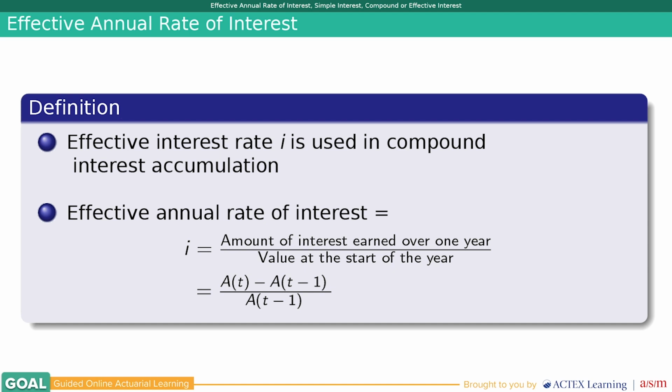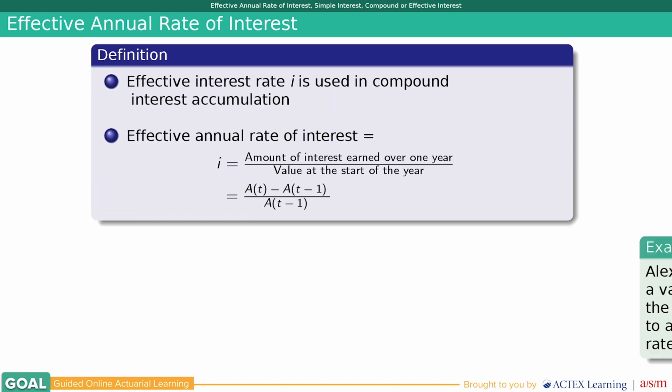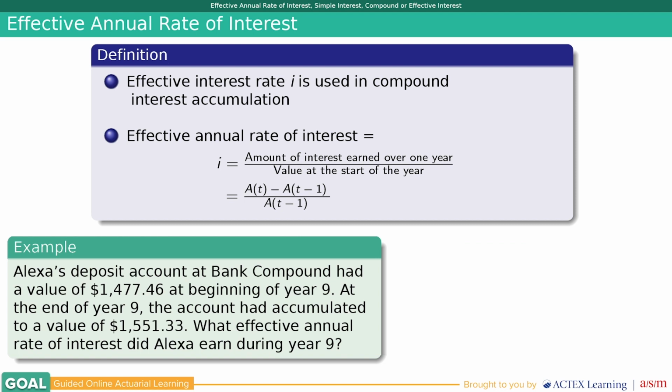The effective interest rate is the amount of interest earned over a period of time, or 1 year, if it's an annual rate, divided by the value at the start of the year. In notation terms, it is the accumulated amount at time t minus the accumulated amount at time t minus 1, which is the interest earned during the period. And that interest is then divided by the accumulated amount at the beginning of that period.